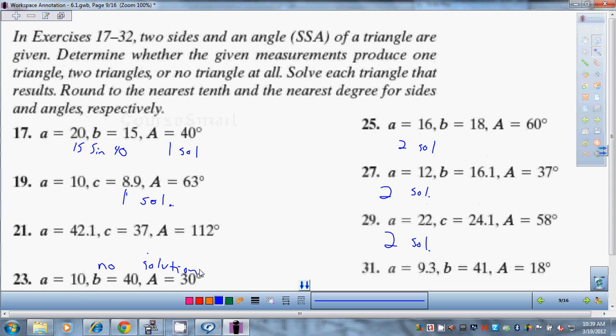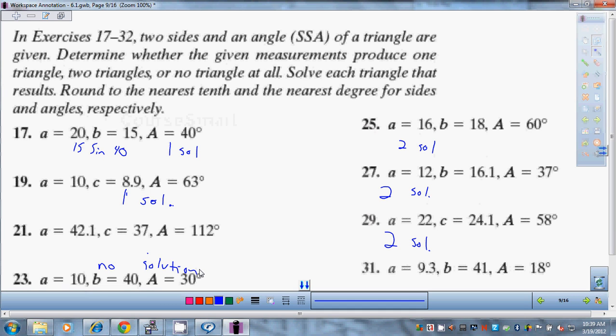That chart said that if B sine A is greater than A, there's no solution. Because that's a scenario where the side's not big enough to connect in. The straight line between those two points is B sine A. It has to be at least that distance. You should love these. When you get no solution today, that means you don't have to do anything.